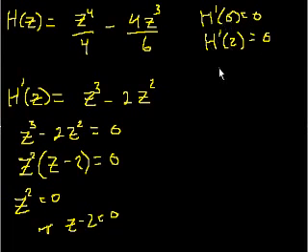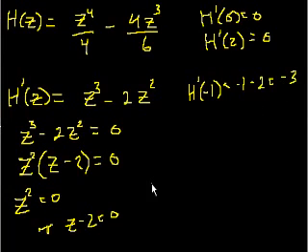So what is the derivative? So when we're below 0, let's just take a point. Let's say h prime of negative 1. H prime of negative 1 is equal to what? That is equal to negative 1 to the third, which is negative 1, minus 2 times negative 1 squared. Well, negative 1 squared is just positive 1, right? So it's minus 2, right? So it equals minus 3.